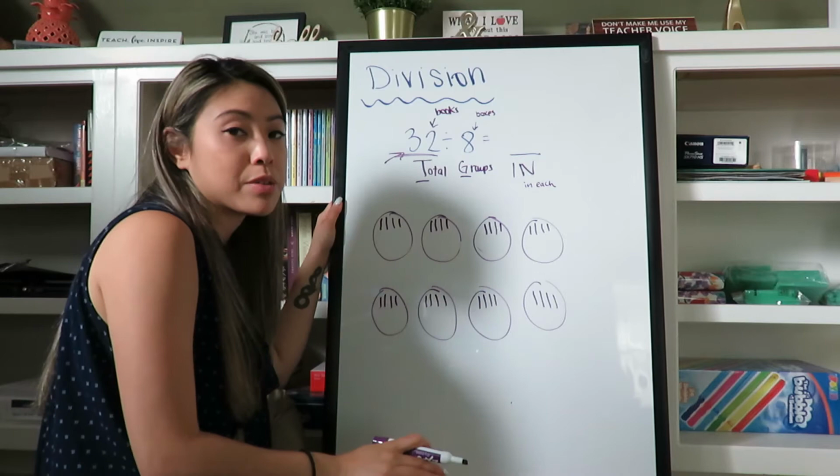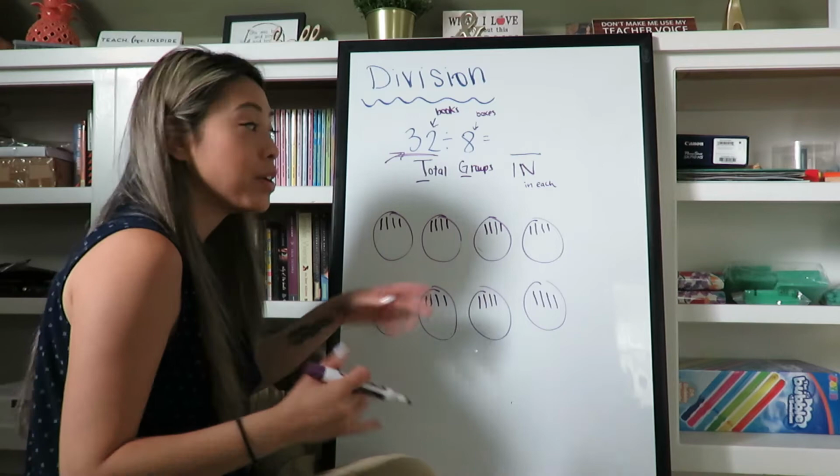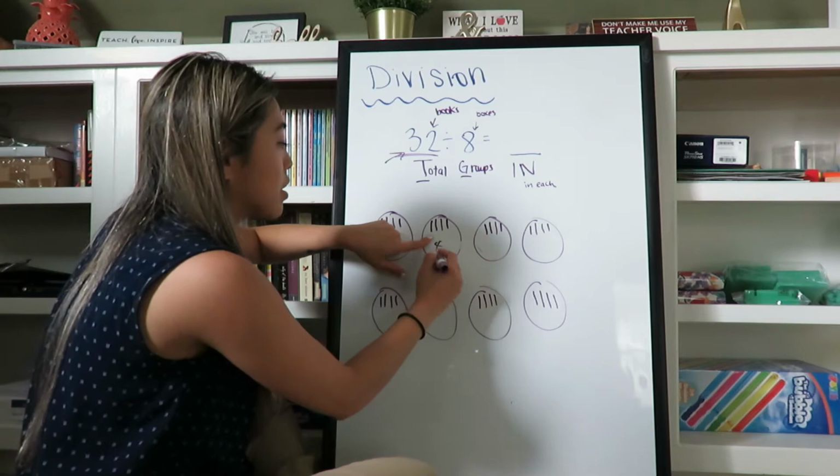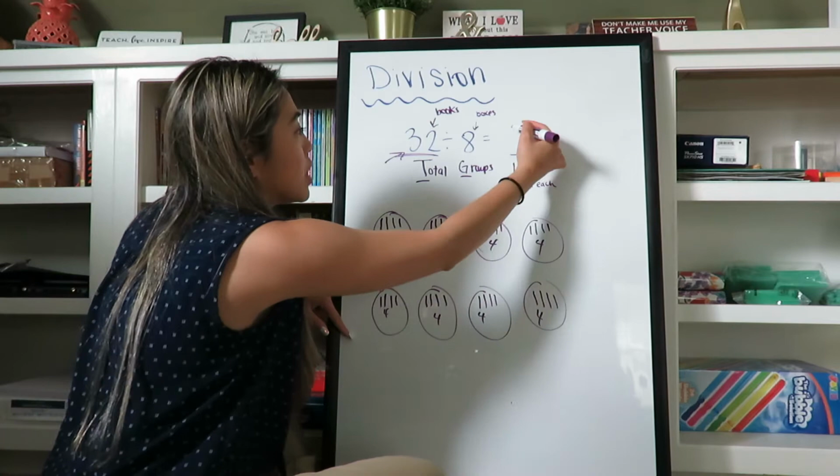So I had 32 books. I sorted it out in each box to see how many we have in each group. I see I have 4 in here, 4 in here, 4. So it looks like we have 4 in each box. That means we have 4 as our answer.